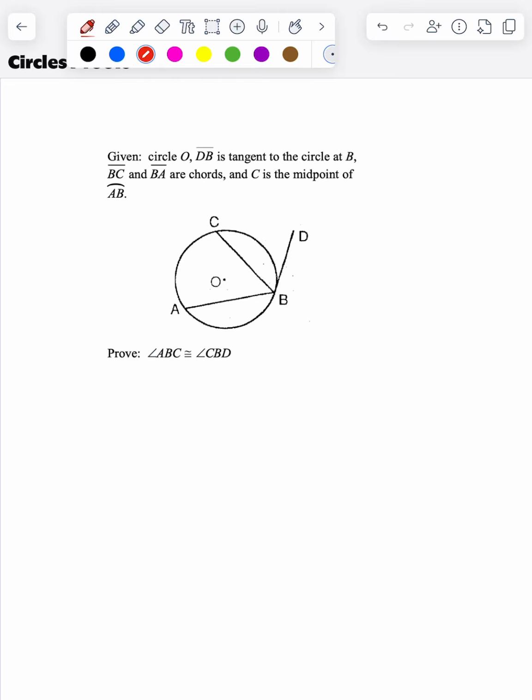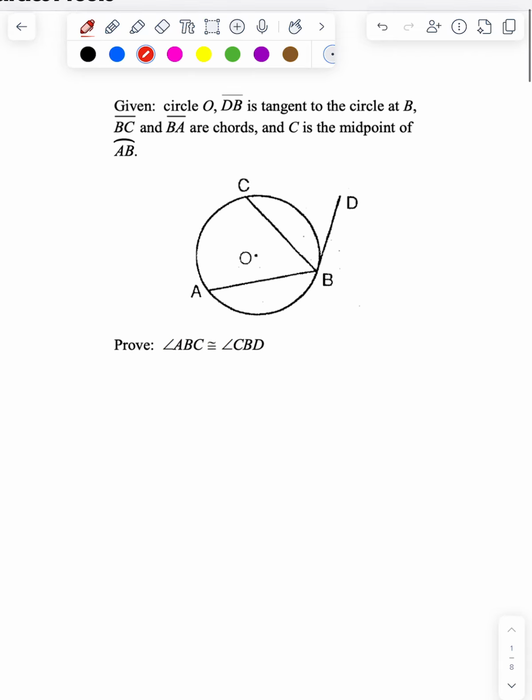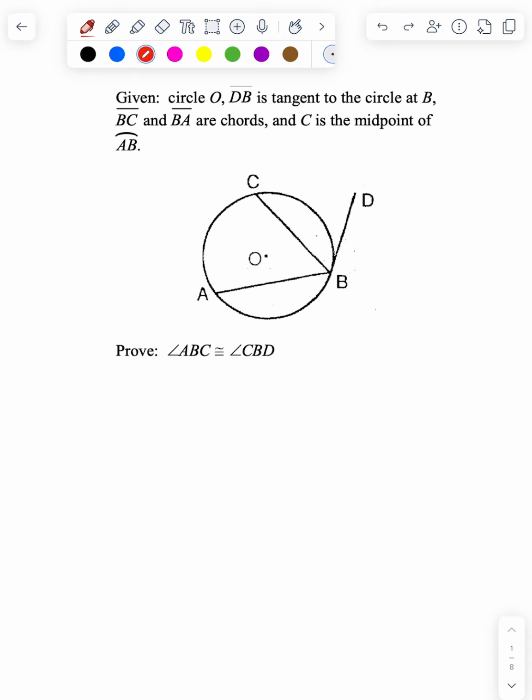In this video, we're going to take a look at some circle proofs. In this first example, we're given circle O. DB is tangent to the circle at point B. BC and BA are chords. And C is the midpoint of arc AB.